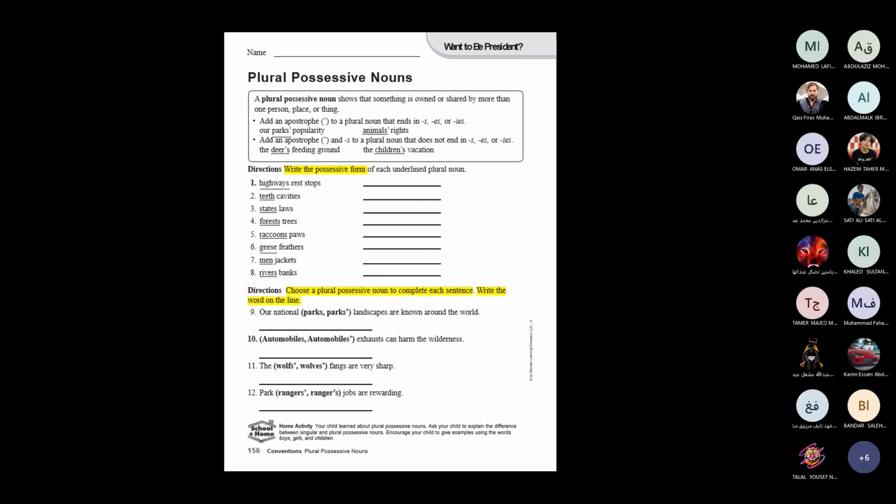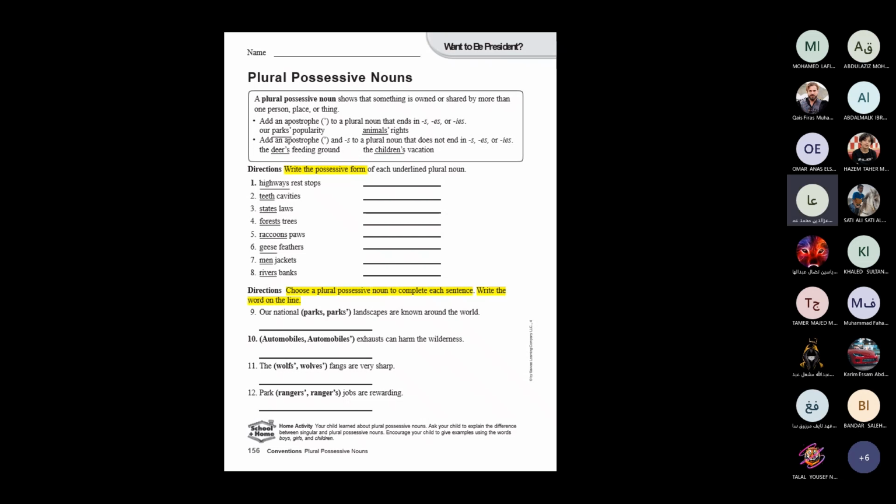And any noun that has no S at the end, you have to add apostrophe and S, such as teeth. Does teeth have S at the end? No. So you add apostrophe S. So teeth's is correct, okay? And geese's is correct, men's is correct, okay? So number 7 is correct, number 6 is correct, and number 2 is correct. The others are incorrect, because you have just added an apostrophe, only apostrophe.